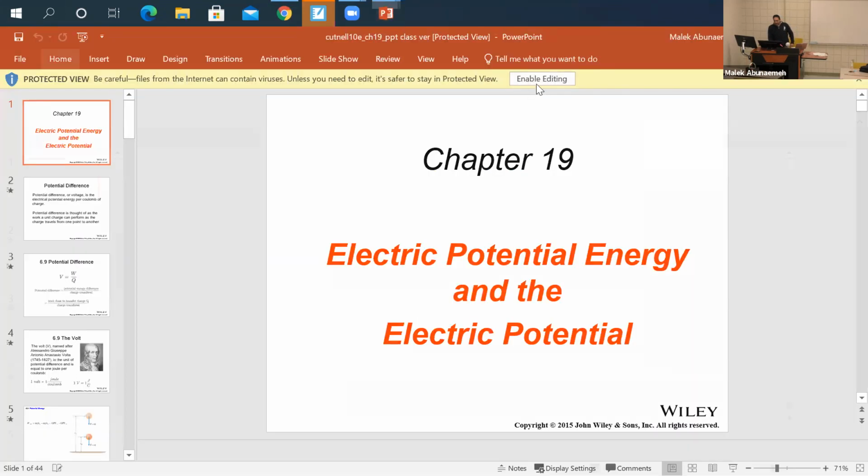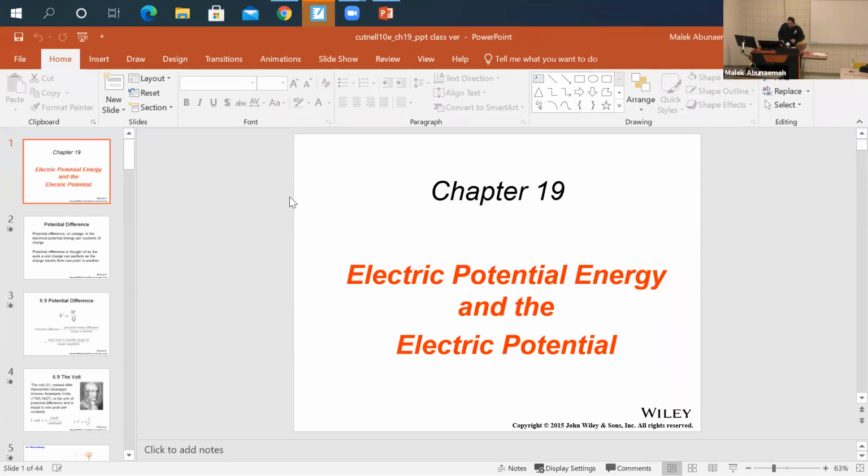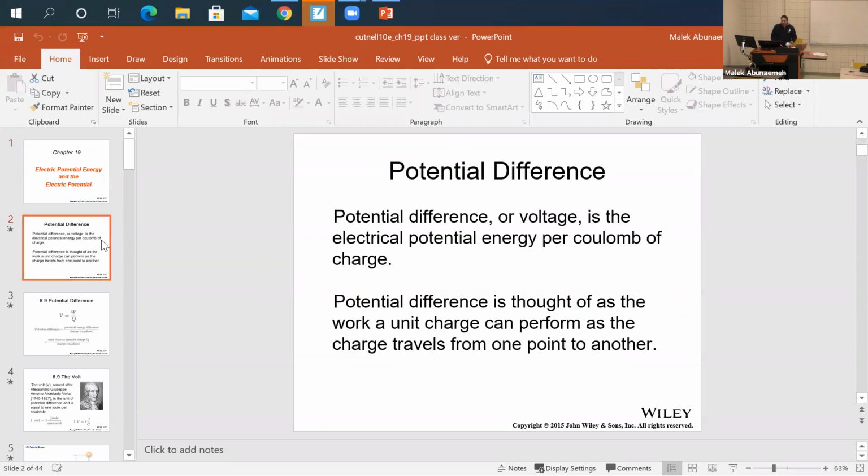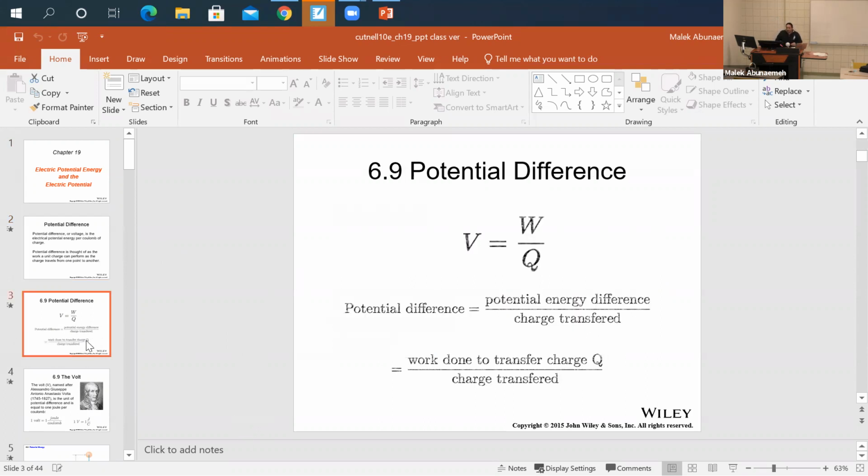Okay, so this chapter for Physics 102 is going to be talking about the electric potential and the energy in electrical potential. So what is the potential difference? Potential difference, or what we call voltage, is the electric potential energy per coulomb of charge. Potential difference can be thought of as the work a unit charge can perform as the charge travels from one point to another. Your voltage, your potential difference, is going to equal your work done divided by your charge transferred.